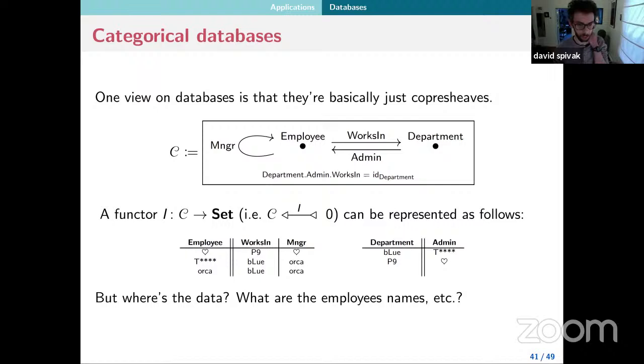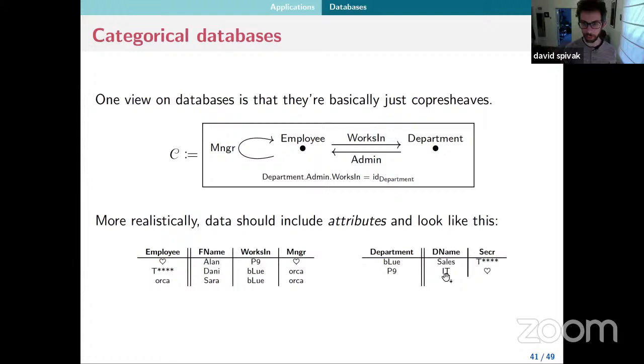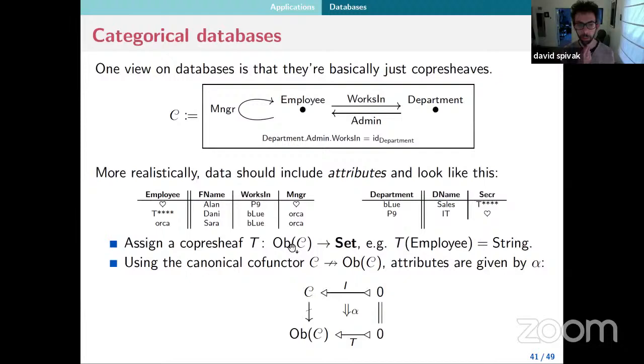So if you want that sort of thing, so you want first names and department names, then we call those attributes, and that is definitely an important part of databases. And so to get attributes, what you do is you assign a copresheaf to the objects of C. So every object gets what kind of attributes you want there, say strings for both of them. So T of employee is string and T of department is string here.